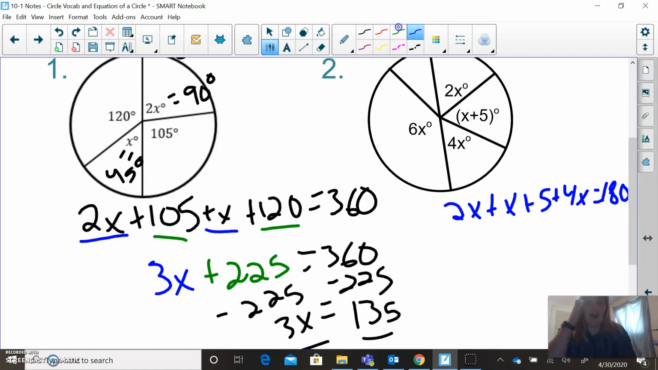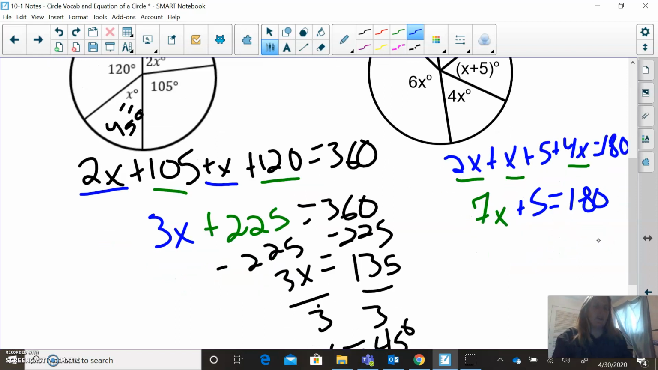2x plus x plus 5 plus 4x is equal to 180. Then we got to add our like terms. So 2x, x, and 4x. 2x plus x is 3x. 3x plus 4x is 7x. And then we just bring down the 5 because there's not another like term. That equals 180. Then you got to subtract out the 5. So we've got 7x equals 175.